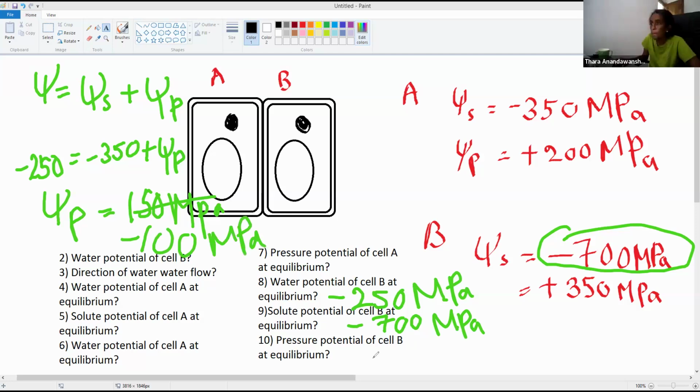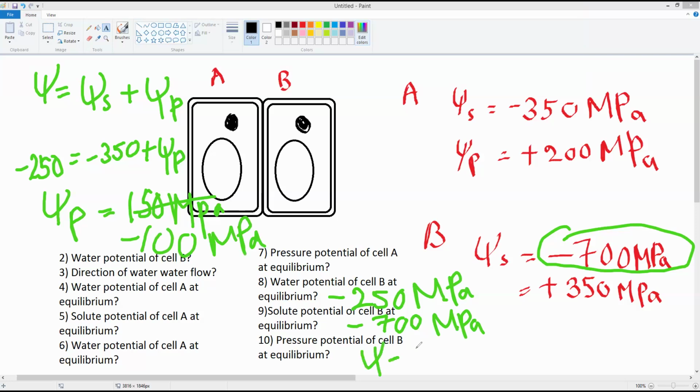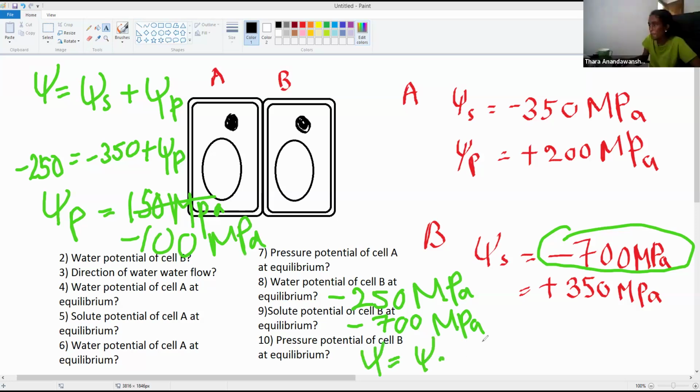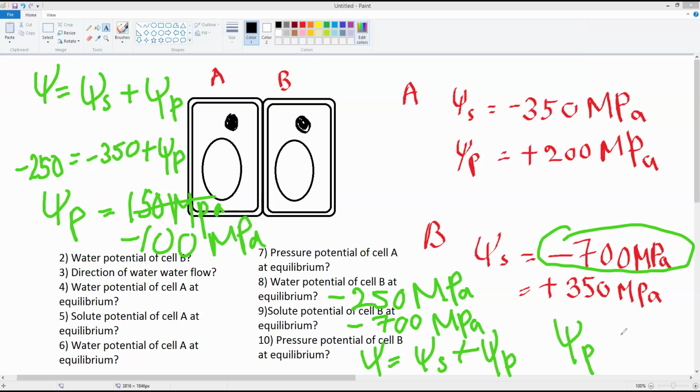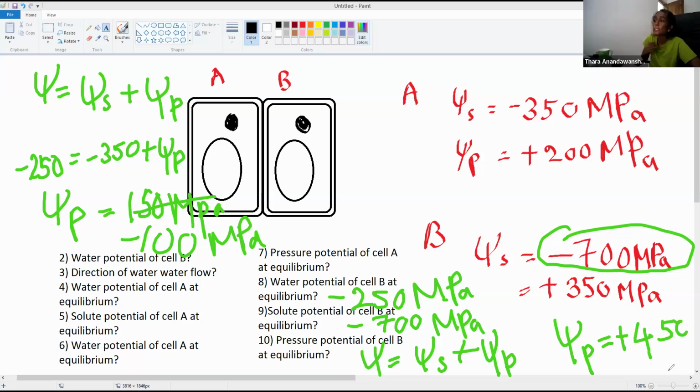Okay teacher. Psi is equal to psi s plus psi p. What is the answer you are getting? Psi p is equal to 700 minus 250. Plus 500 megapascals? That's wrong, isn't it? Plus 450. Yes, plus 450 megapascals. The unit should be there, right? Okay now? Do you understand the working?